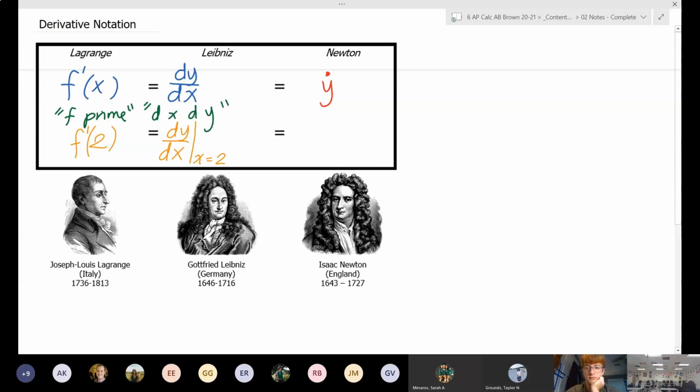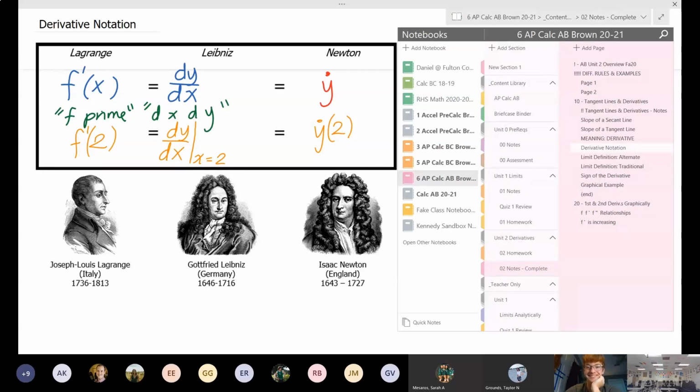Any questions so far? Yeah, what would Newton's look like? Newton's, he wrote it the same way. You can use parentheses, and he would write it like that. And you would pronounce that as y dot. But we won't ever see that one really in this class after today.